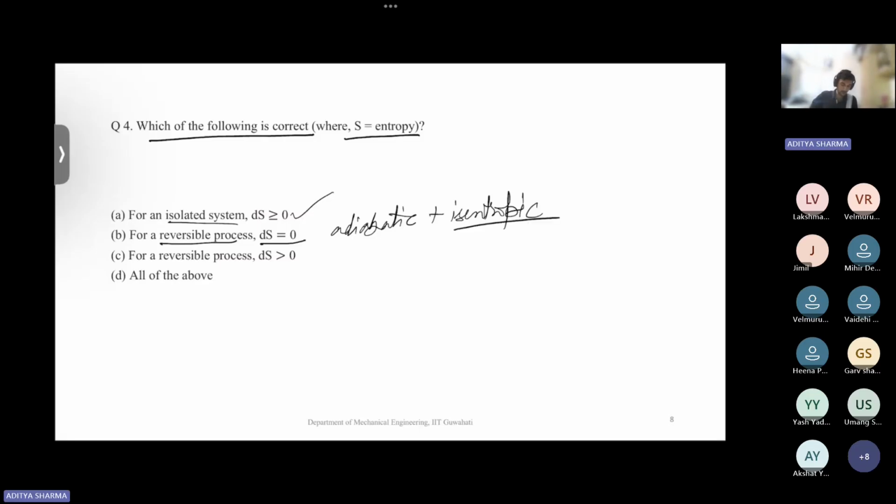And what is isentropic? Isentropic basically is... okay. So what is isentropic?